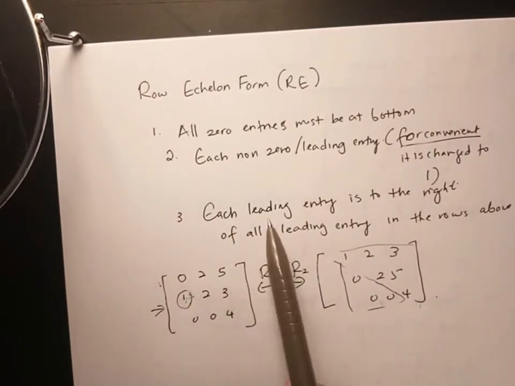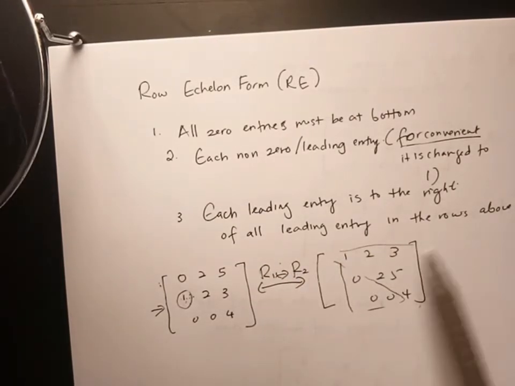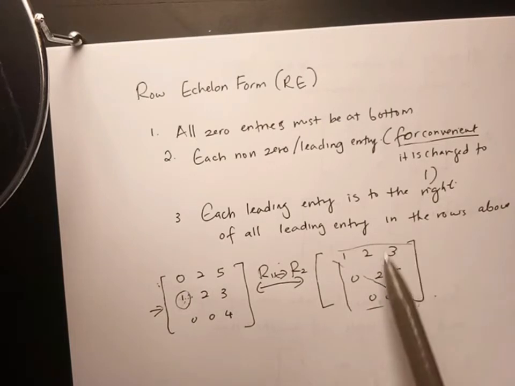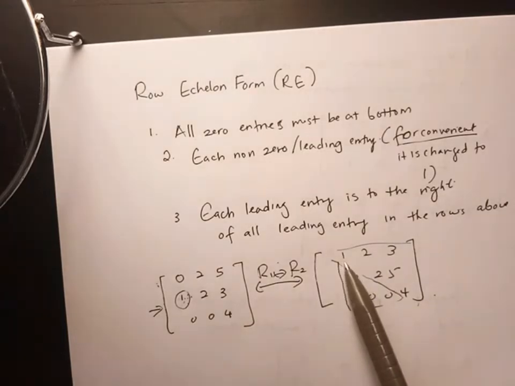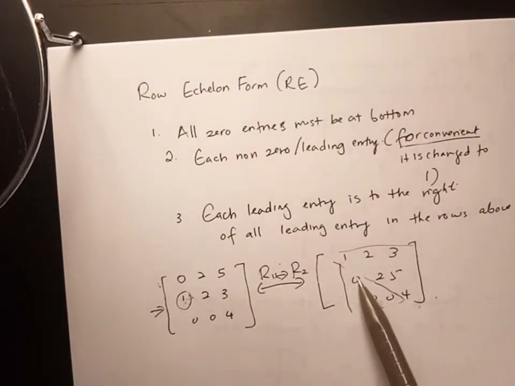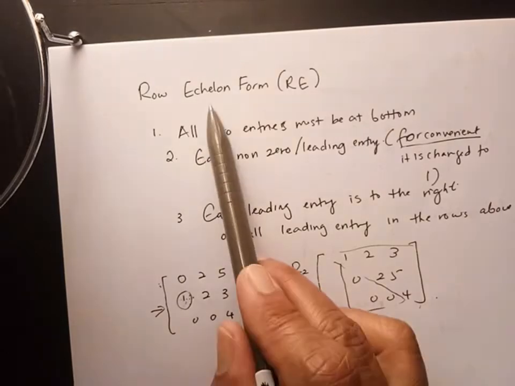Next, each leading entry is to the right of all leading entries in the rows above. So each leading entry must be to the right, and all the rows below should be at the bottom. So this is how we get the row echelon form.